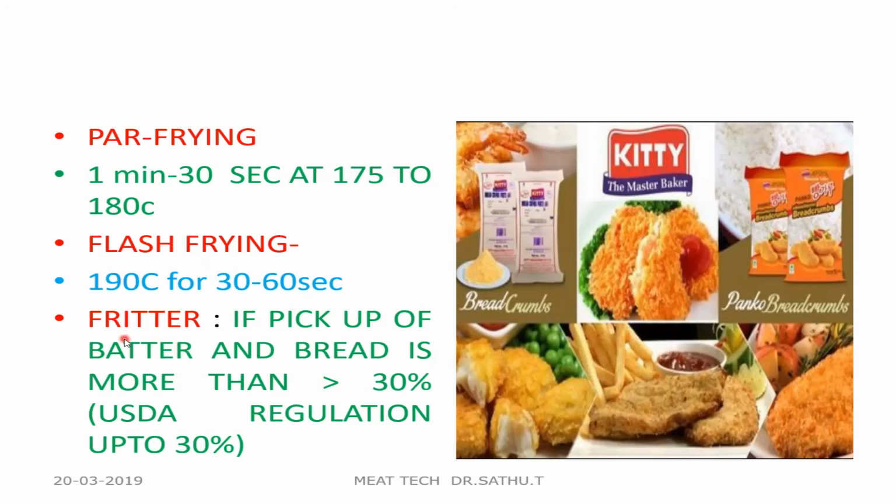Then what you have to understand is what a fritter is. It is a fritter if the pickup of batter and bread is more than 30%. So if you are adding more than 30% of the green weight, for example, if you take a cutlet of around 100 grams, then after adding the pre-dust, batter and breadings it can go maximum up to 130 grams, not more than that, as per the regulations. If it is more than that, it is called a fritter condition.